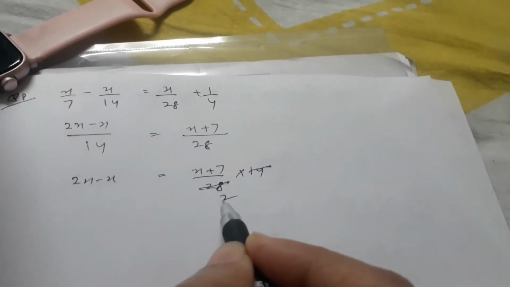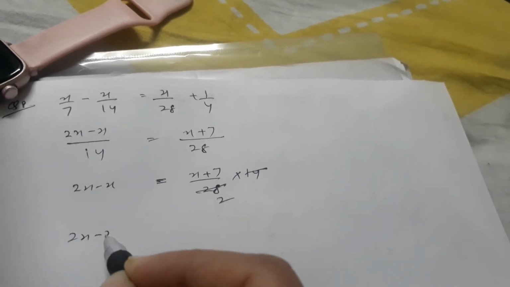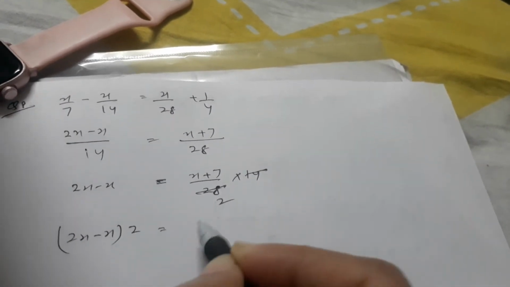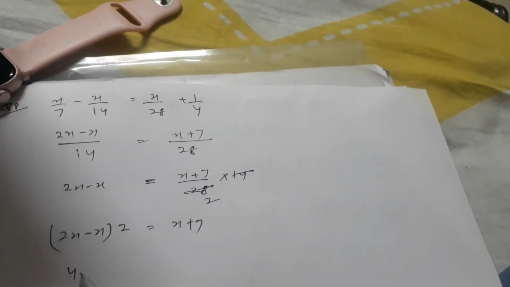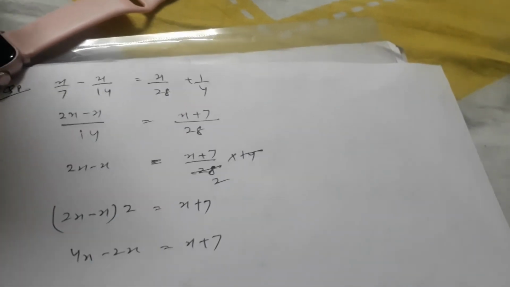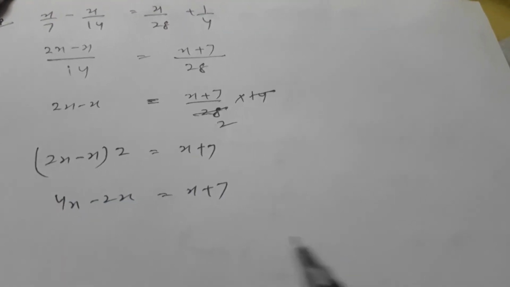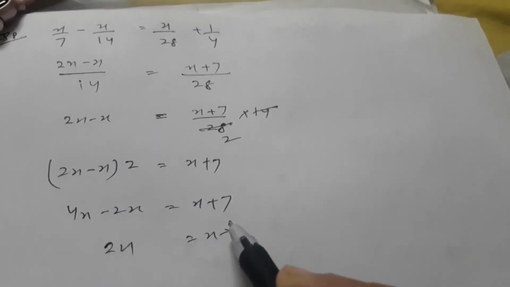So this 2 will get transposed and it will come out in multiplication, x plus 7. So it will be multiplied. 4x minus 2x is equal to x plus 7. So 4x minus 2x equal to 2x equal to x plus 7.